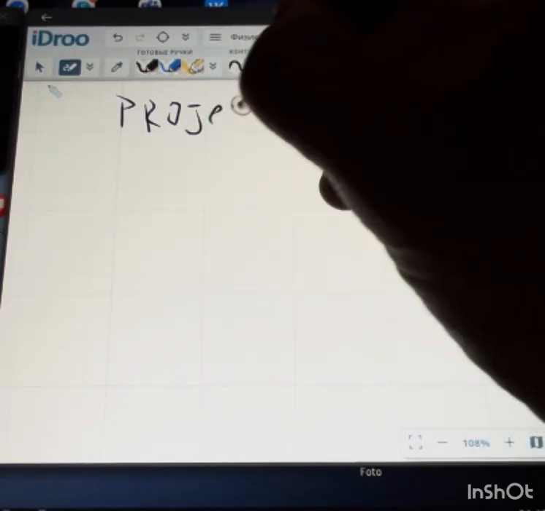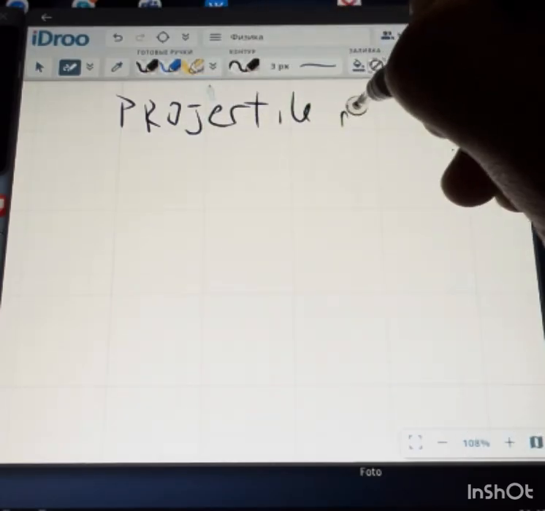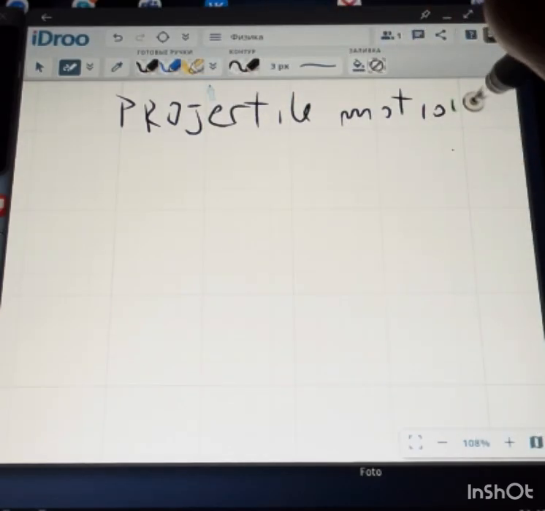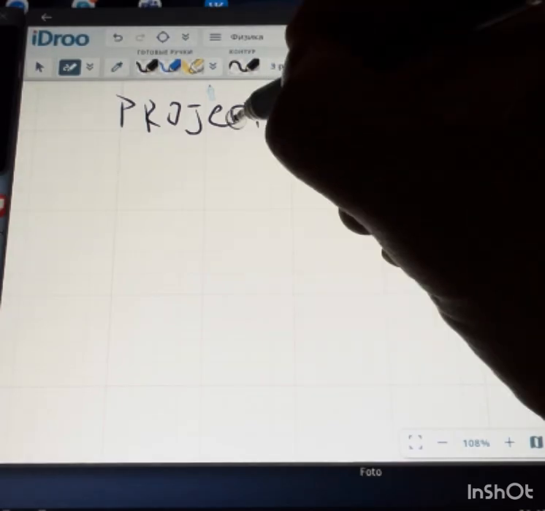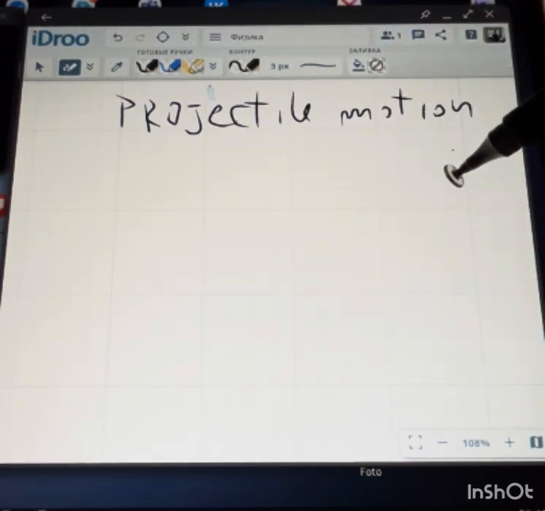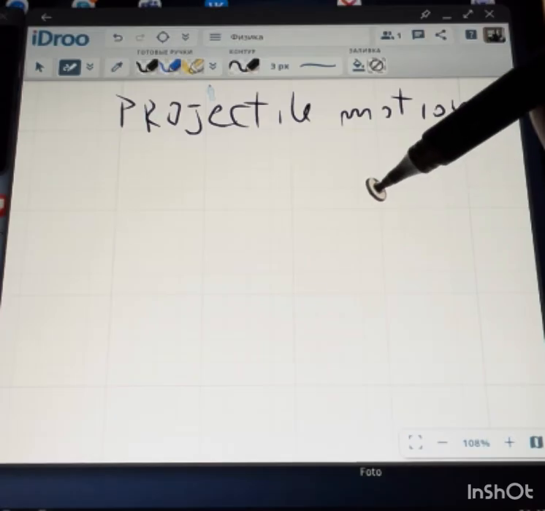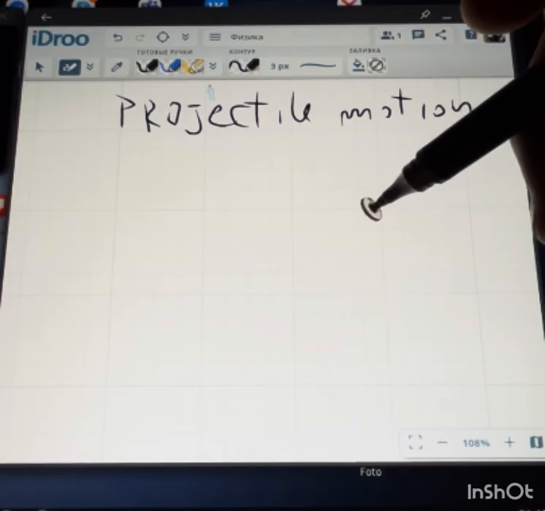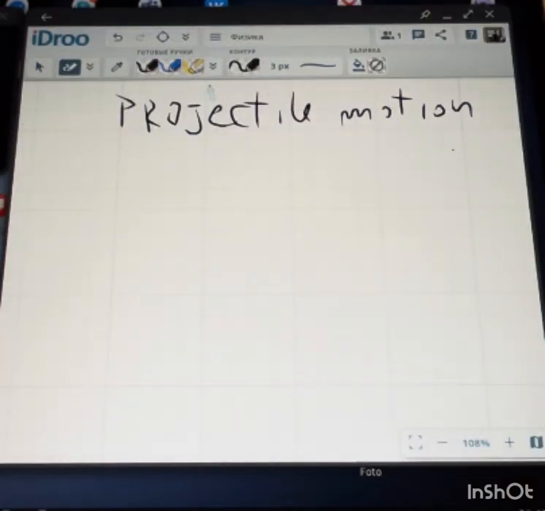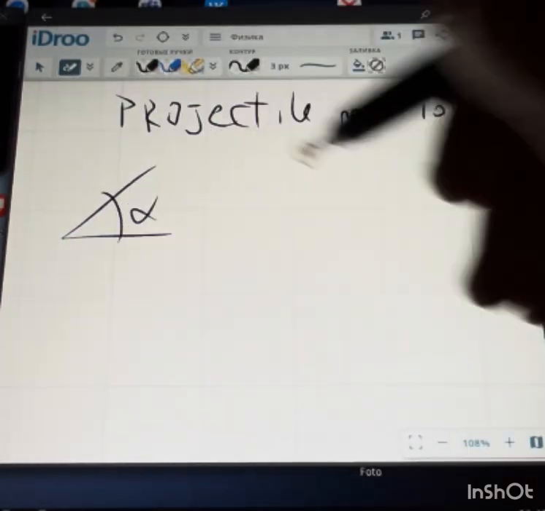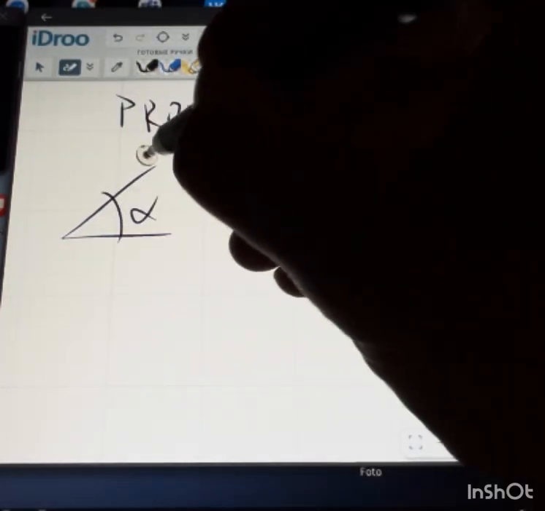What the initial conditions usually are. Let me write it. Projectile motion. So are we on problem 50 right now? No, we are on projectile motion. Okay. So just in general, the two pieces of information you have to have to solve everything are the angle and the initial velocity.